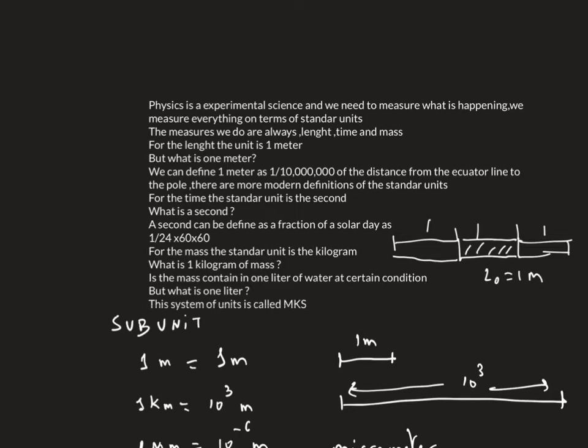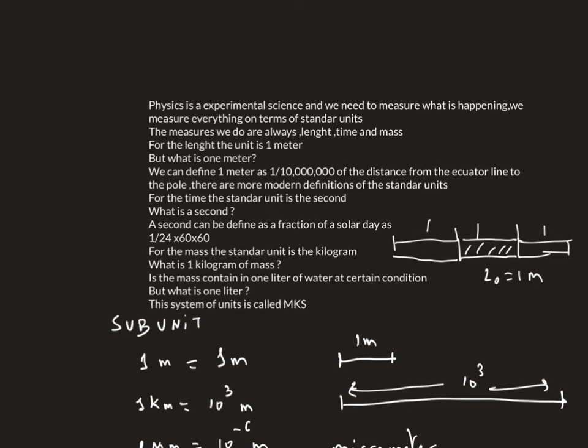The system that we use is called MKS. M for meters, K for kilogram, and S for seconds. Everything that we measure is in meters, kilograms, and seconds. In the equations that we use, we have to translate the measure, if it's not in meters, if it's in kilometers, to meters. We translate the measure to meters, to kilograms, and to seconds.